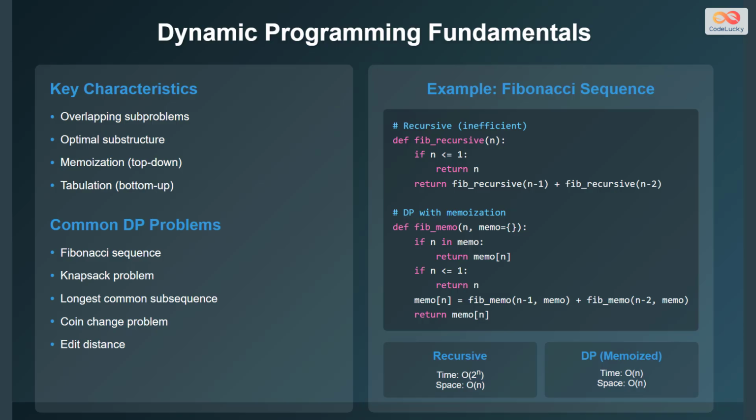The code shows two approaches to solving the Fibonacci sequence: a recursive approach and a dynamic programming approach with memoization. The recursive approach has a time complexity of big O of 2 to the power of n, while the dynamic programming approach has a time complexity of big O of n. The space complexity for both approaches is big O of n.